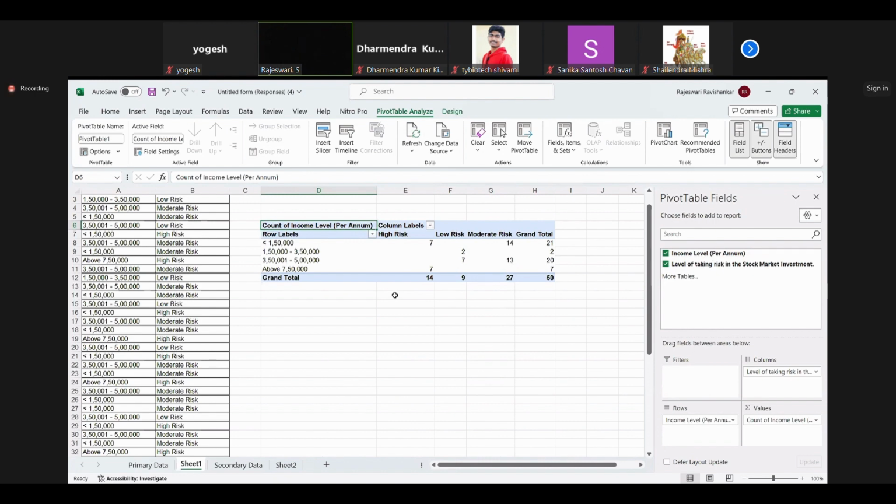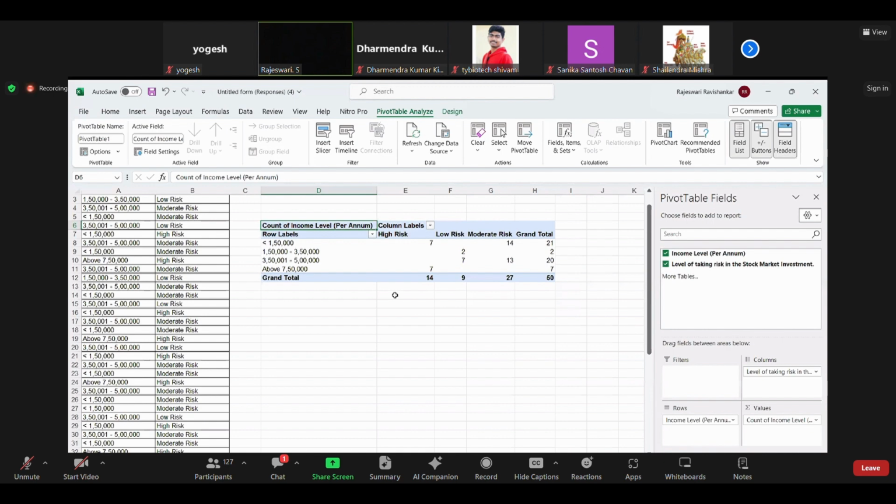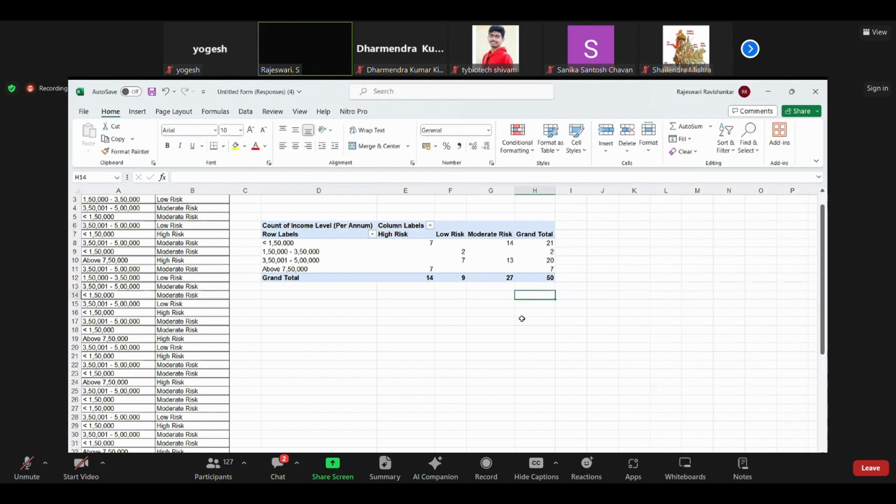Okay. Understood? Any doubts? Any doubts in doing this pivot table? Any doubts? Can I move further? Can I move further?